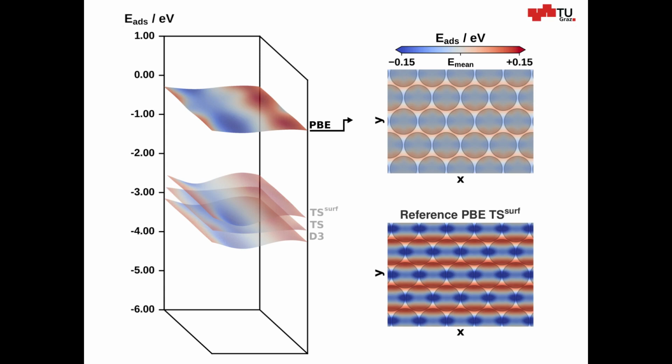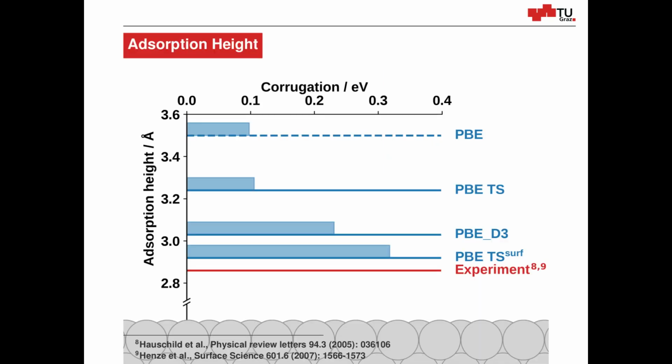Now the reason for this becomes clear if we plot the corrugation over the adsorption height. And here you can see the corrugation on the x-axis and the adsorption height on the y-axis. And PBE plus TS-surf has the lowest adsorption height and the largest corrugation. And as the adsorption height goes up, the corrugation goes down.